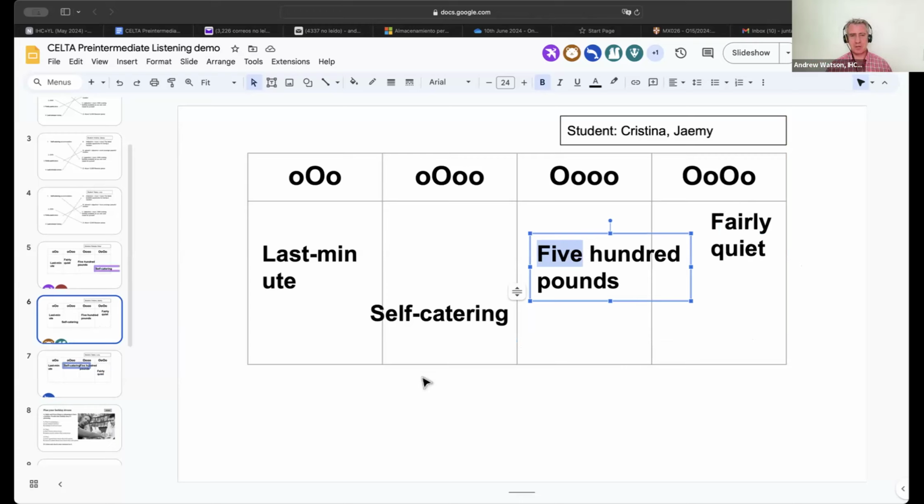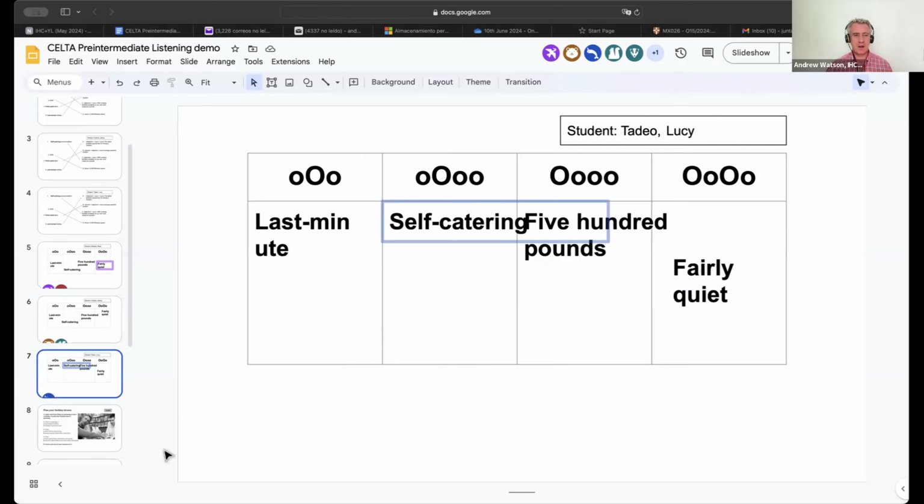Okay, let's repeat them. Last minute, everybody, repeat. Last minute. Self-catering. Good. £500. Fairly quiet. Okay, good.